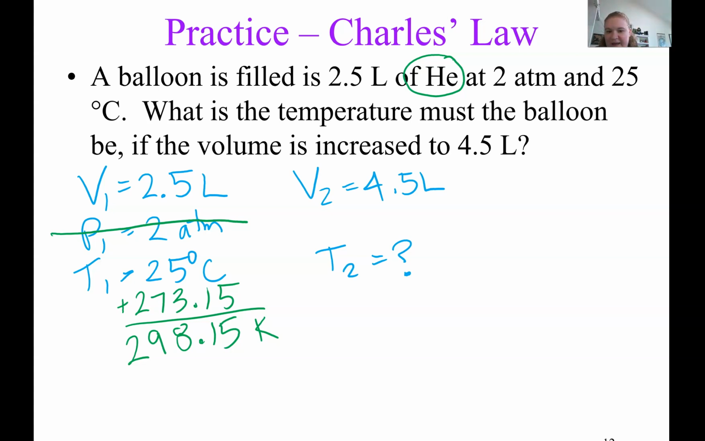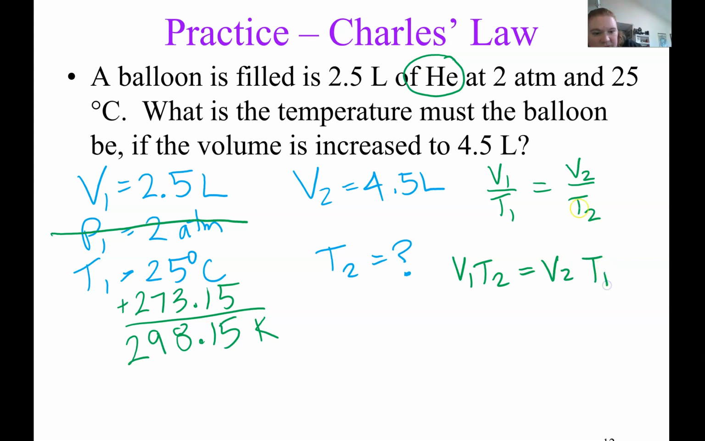Okay, so again, we have a comparison of volume and temperature. So I know I'm going to use Charles's law, V1 over T1 equals V2 over T2. And I'm going to solve for T2. So that means I need to do a little rearranging. And I'm going to do a cross multiplying. So I'm going to have V1 T2 is equal to V2 T1. I multiplied across these two and these two just to get rid of the fractions. And then I'm going to divide both sides by V1.